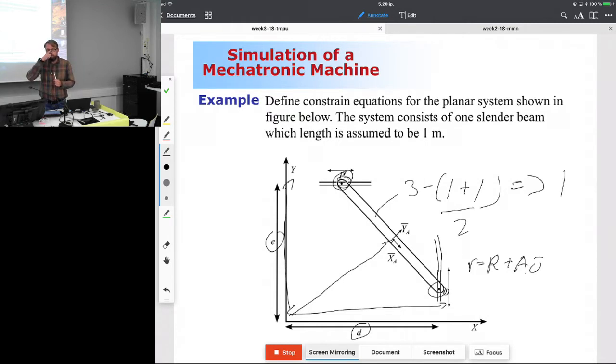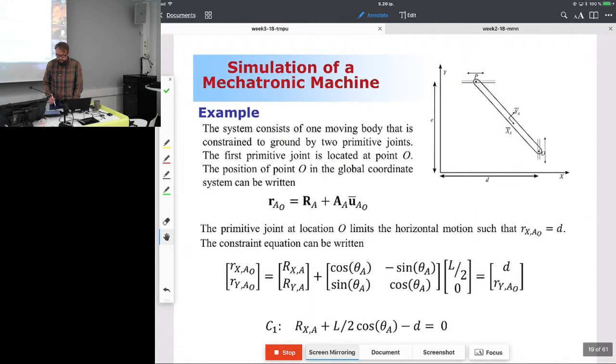And the constraint will be very simple. We're saying that this particular location must have a global x position that always has to be equal to D. That's the idea. In a similar way, we're going to travel to this end. We say that the global y direction of point P always has to be E. That's how it goes. All right? So let's get started from the point O.